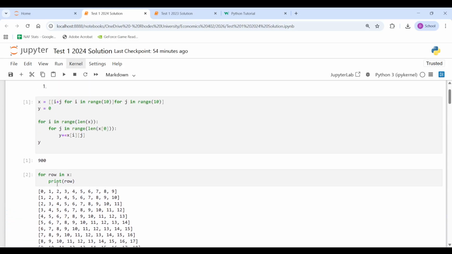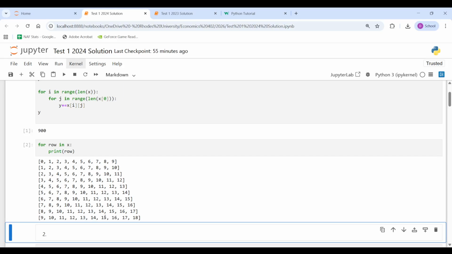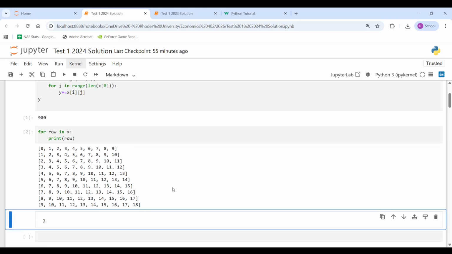Right? Because the equation is i plus j for i in range 10 for j in range 10. So i goes from 0 to 9, j goes from 0 to 9. So then just add those values in combination to get this grid. Then the next step is to add all of these numbers together to get that 900. Are we fine with that? Okay.